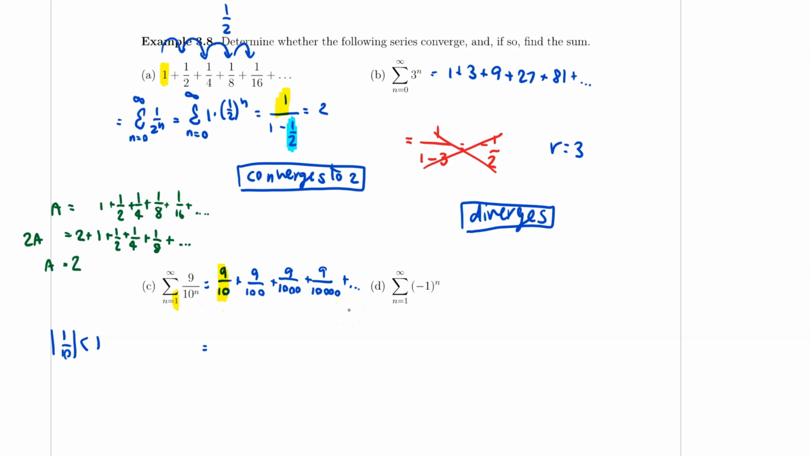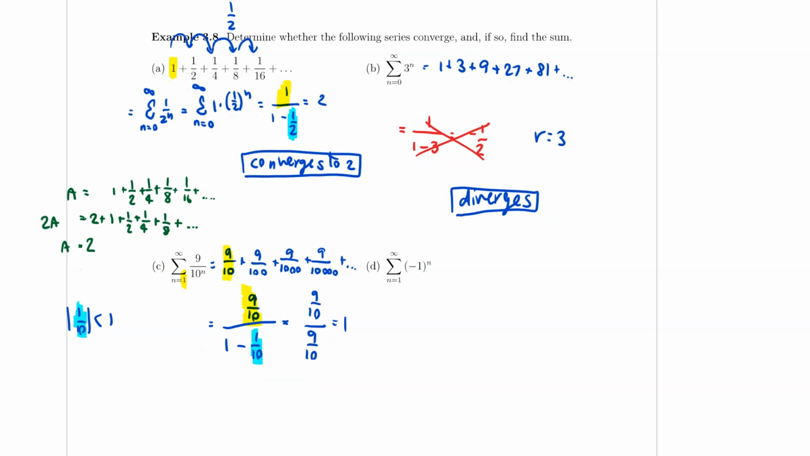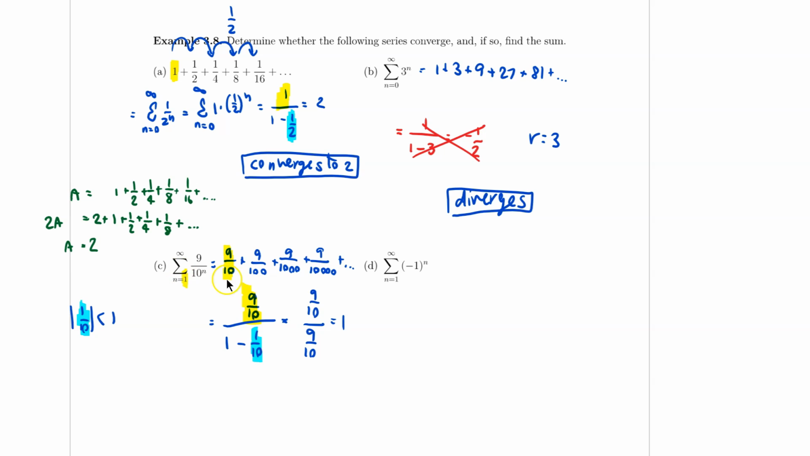So this sum is going to equal just the first term, which is 9/10, divided by 1 minus the ratio, and my ratio is going to be 1/10. So this is my ratio. Now if I compute this, this is going to be 9/10 over 9/10, and that is going to equal 1.